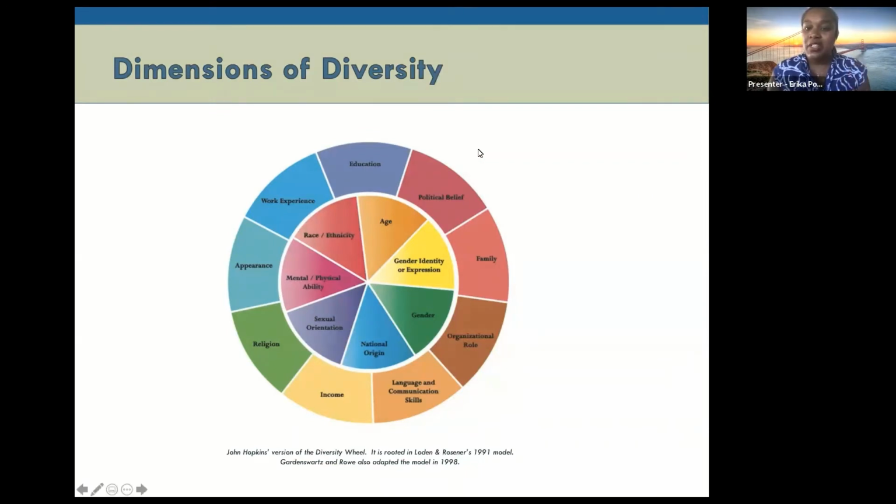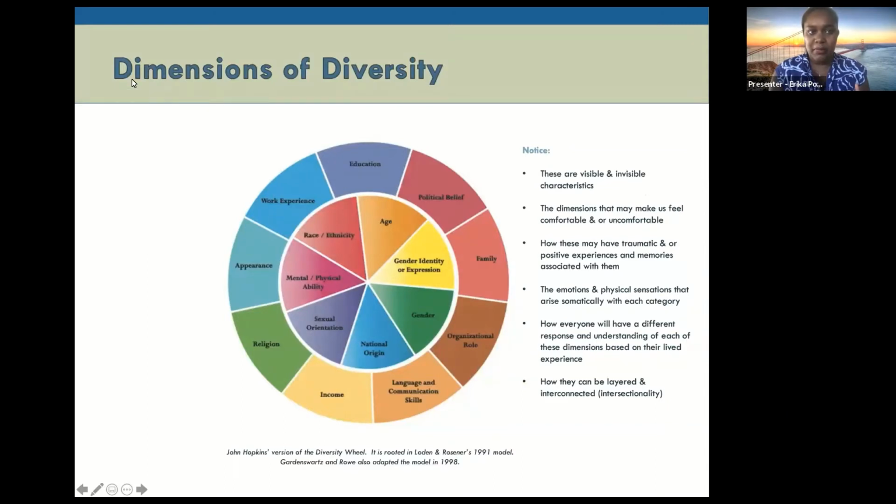And there are a couple things I want you to notice about this wheel. Because when we talk about diversity and inclusion, like I said, there are visible and invisible characteristics that we make assumptions about and that give us certain pieces of access. There are some dimensions where we feel comfort, and some that make us feel uncomfortable or even a little prickly or afraid or nervous or angry. Some of these categories have traumas attached to them. Some of them have positive experiences attached to them.